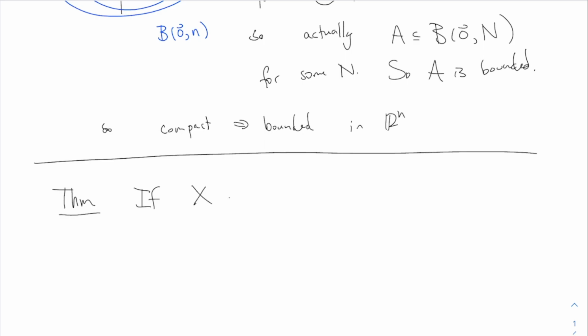So if X is Hausdorff, then A is compact implies A is closed. That's the next step, right? We already know compact implies bounded. This is compact implies closed. And that actually works in any Hausdorff space.